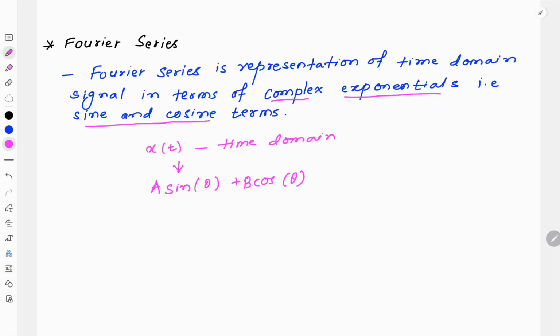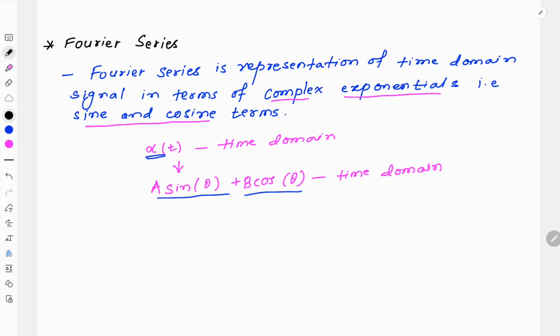Here you must remember that this x of t signal is a time domain signal, and the representation a sin theta plus b cos theta is also a time domain representation. Here the domain is not changed. A time domain signal is represented in the time domain only, but the representation is different. That different representation is nothing but in terms of complex sinusoids.